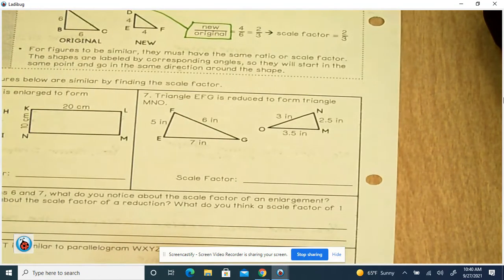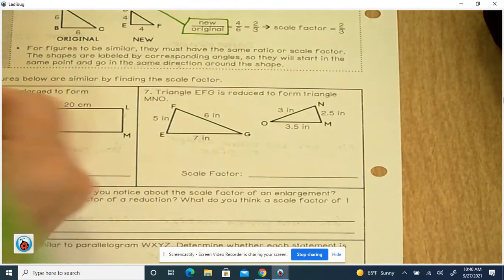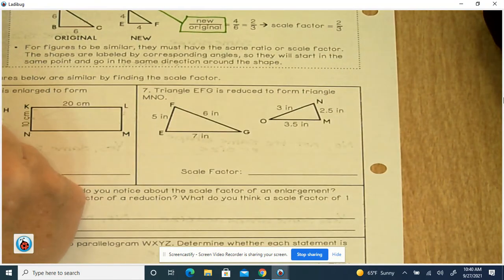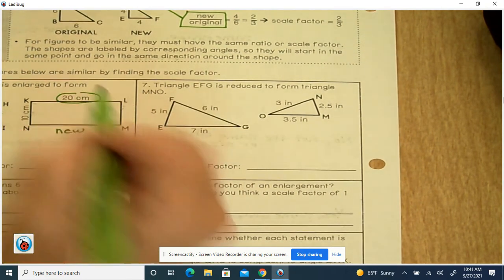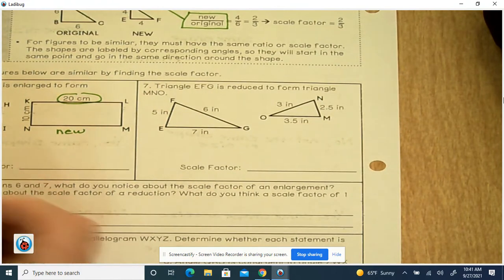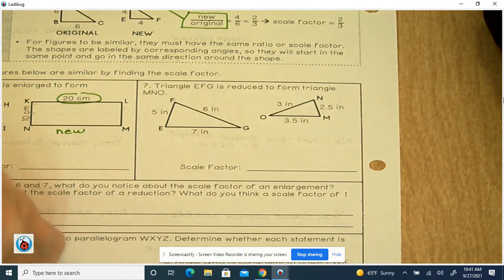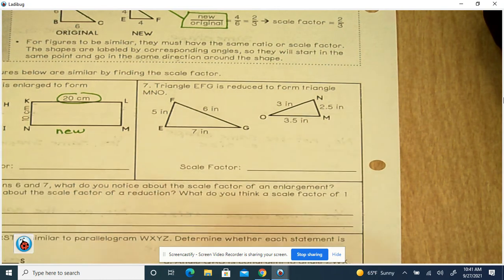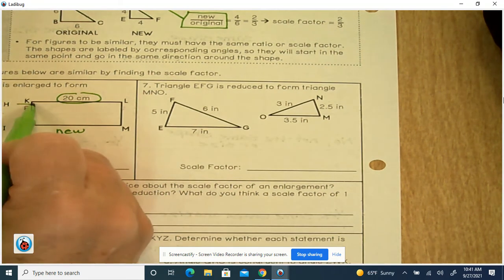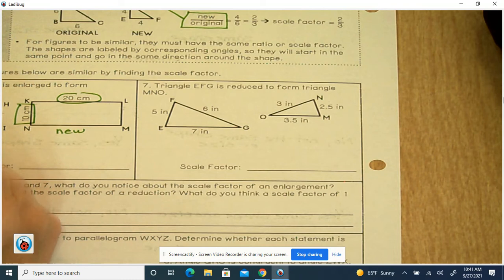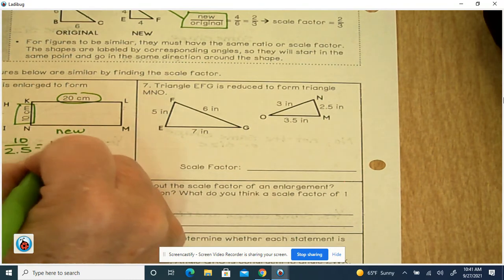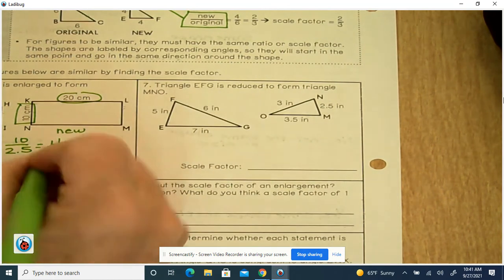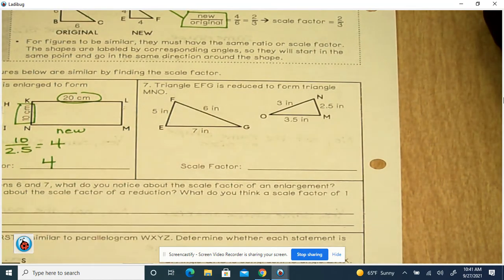Prove that the figures below are similar by finding the scale factor. So this one's the new, this one's the original, and this one is the new. So if we take 20, and it's the same size here as there, so we put 20 over 5, and we get 4. If we take this 10 and this 2.5, we also get 4. So the scale factor for those two figures is 4.